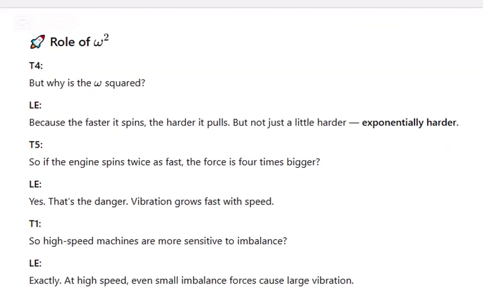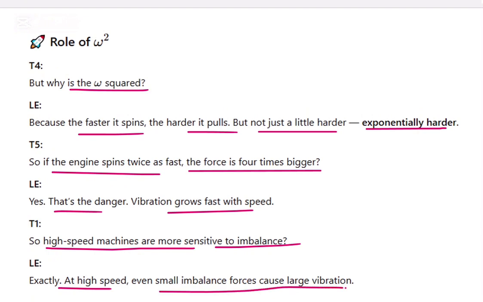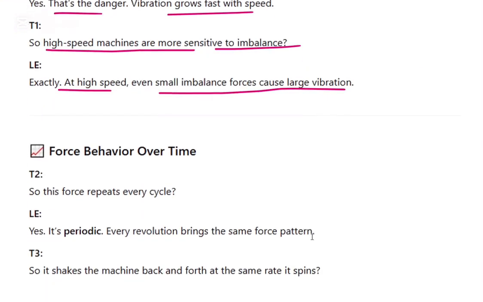Why is it omega squared? Because the faster it spins, the harder it pulls. And not just harder, it is exponentially harder. So if the engine spins twice as fast, the force becomes 4 times bigger. That's the danger. Vibrations grow fast with speed. So high speed engines are more sensitive to imbalance. At high speed, even a small imbalance force can cause large vibration.